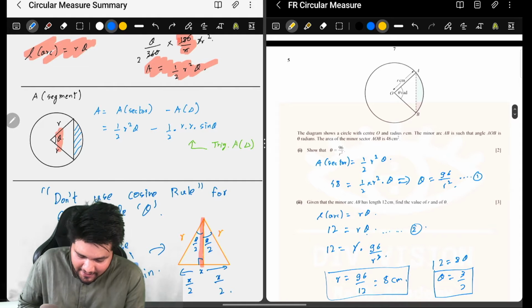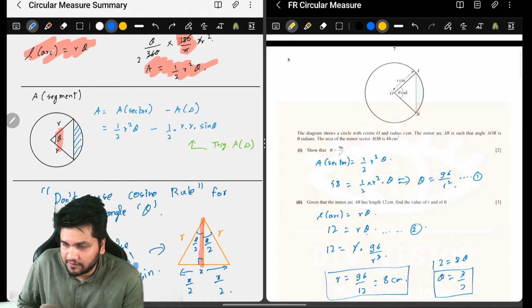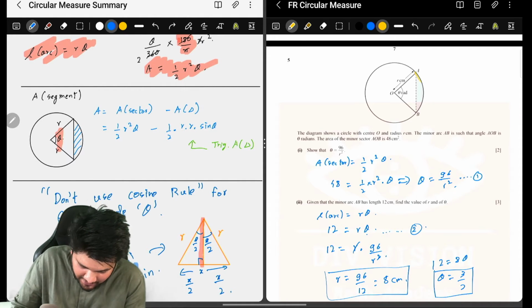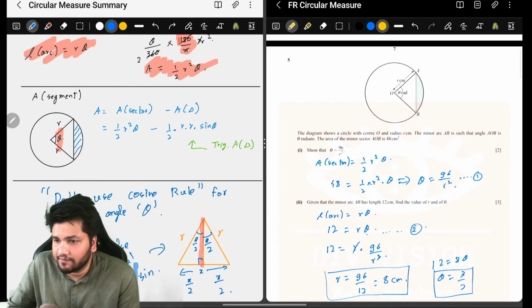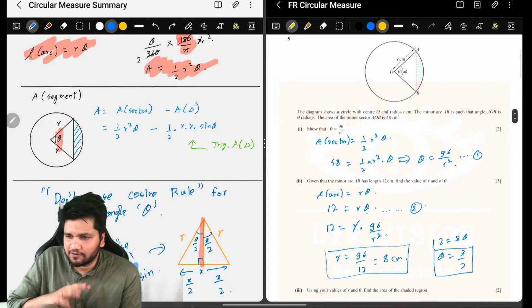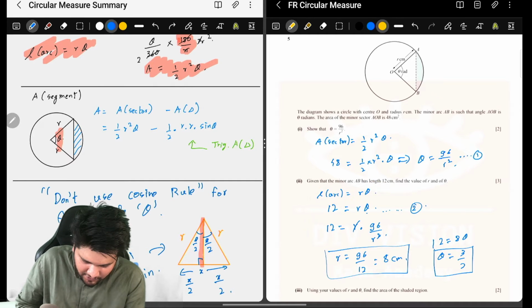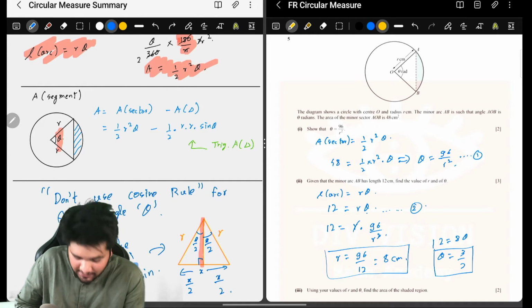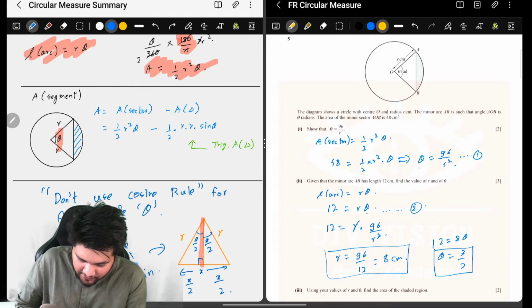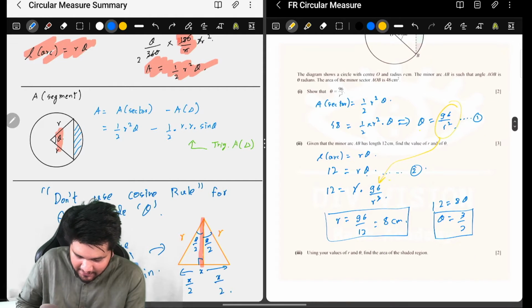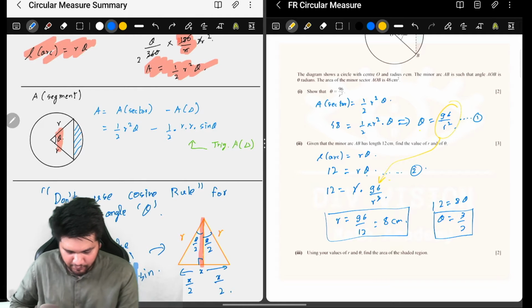Given that the minor arc AB has length 12 centimeters, you need to find the value of r and theta. So maybe it's just a combination of two variables. Length of arc is r theta. We are just going to substitute length of arc as 12. We know r theta. Now instead of theta, we substitute 96 by r square in this equation. R cancels, and at the end you will get r is equals to 96 by 12, which is nothing but 8 centimeters. We'll substitute and we'll get this thing.